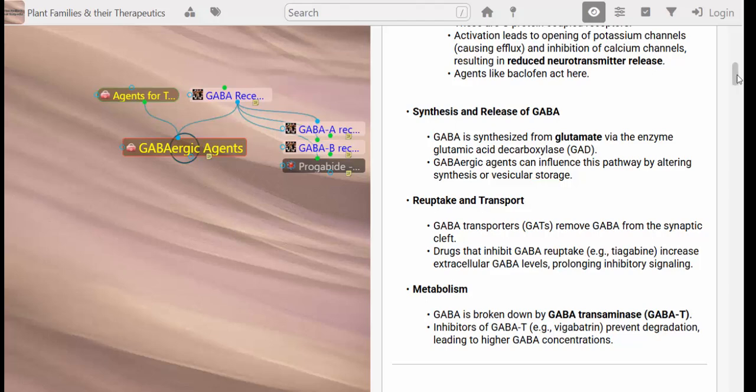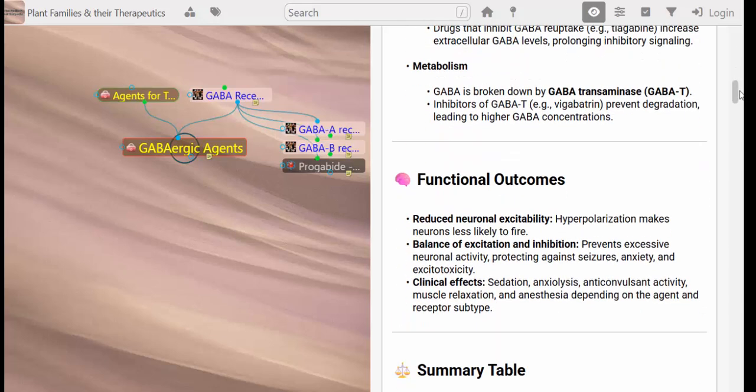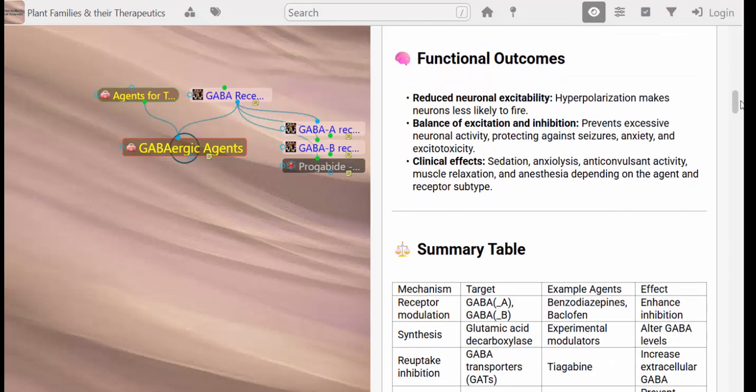And this is all about the synthesis and release. Here are the functional outcomes of agents that act on GABA. There's reduced neural excitability. Neurons are less likely to fire, so it's calming things down. There's a balance of excitation and inhibition, so it prevents excessive neural activity, protecting against seizures, anxiety, and excitotoxicity.